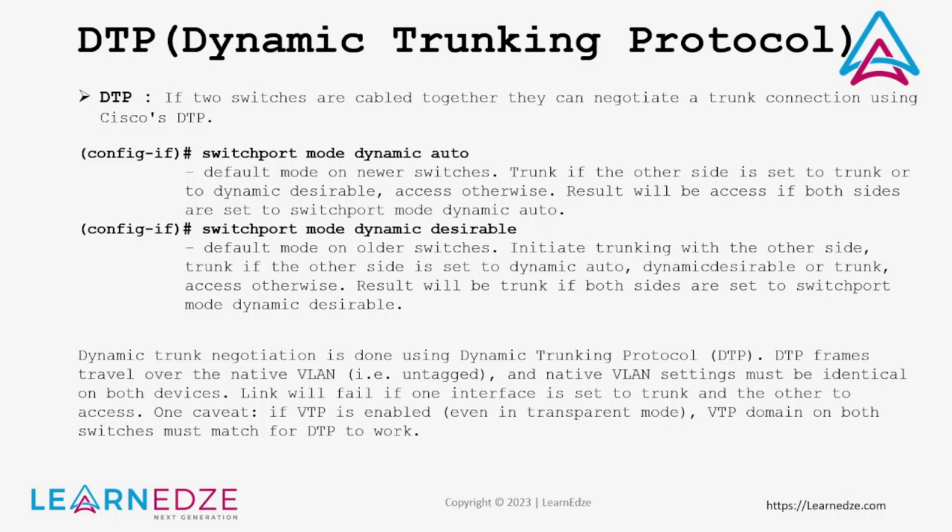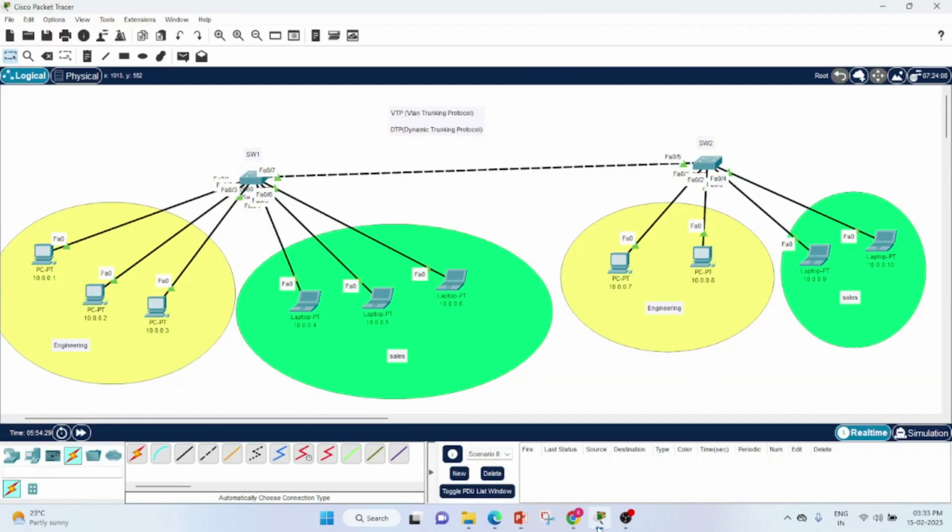Switchport mode dynamic desirable means it is willing to form a trunk with the other side. If the other side is set to dynamic auto or dynamic desirable, it will create a trunk. It is desirable to create a trunk even if the neighbor switch is on dynamic desirable or dynamic auto. So it will create a trunk. Let's check out how DTP works.